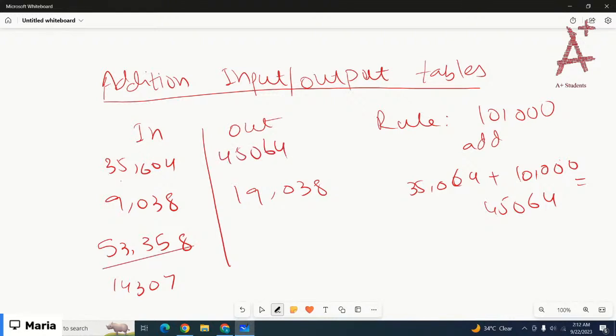Then same thing, you have to add 10,000 to 53,358. That would be 63,358. Then you have to add 10,000 to 14,307 to calculate the output value. That would be 24,307, right?